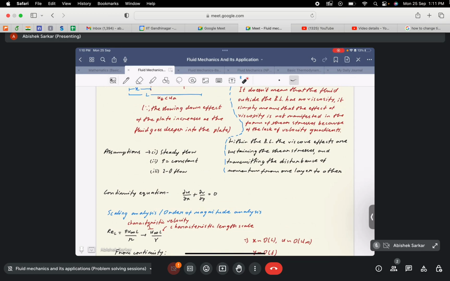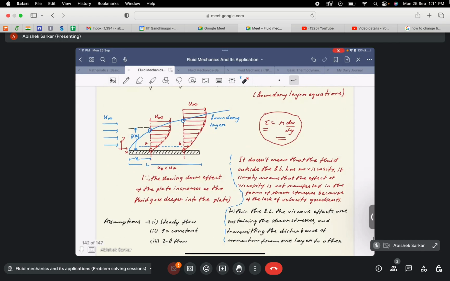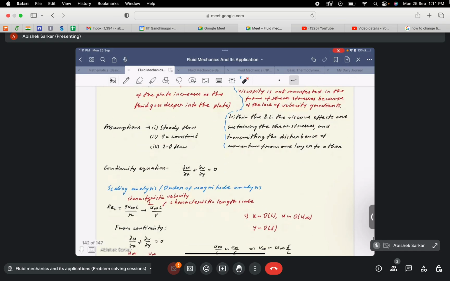There are some assumptions that we need to take before solving these equations. First, the flow is steady. Then we take rho to be constant, basically an incompressible flow, and finally we take it to be a two-dimensional flow. We can assume that the dimension along the z direction is very large, so any variation along the z coordinate can be taken as 0. So the flow is two-dimensional. This is very important.